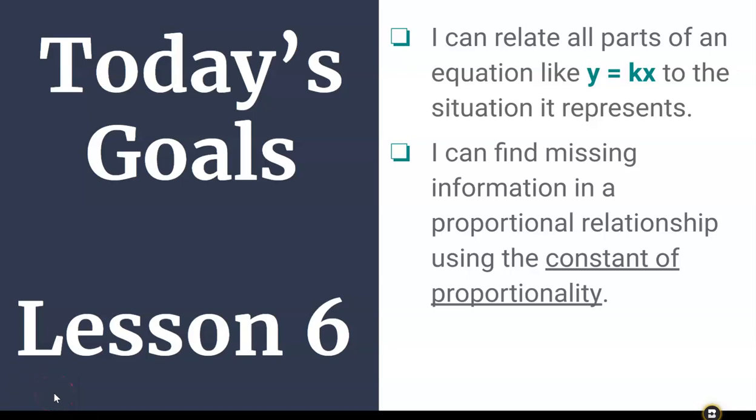Good morning, everyone. Today we're going to be looking at lesson 6. We're going to be relating all parts of an equation like y equals kx to the situation it represents. And we're going to find missing information in a proportional relationship using the constant of proportionality.